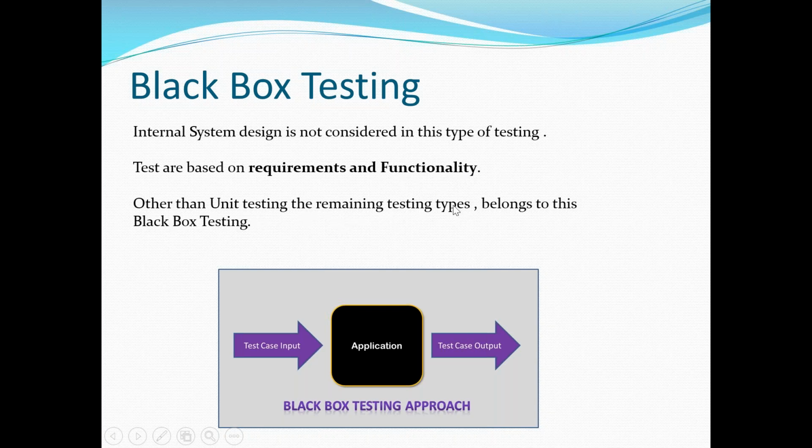Other than unit testing, the remaining testing types belong to black box testing. So this is very, very important. Black box testing is done by the QA testers. Internal system design is not considered in this type of testing. If you get the question of how we will test, the answer is we always go based on requirements and functionality. Is it clear?